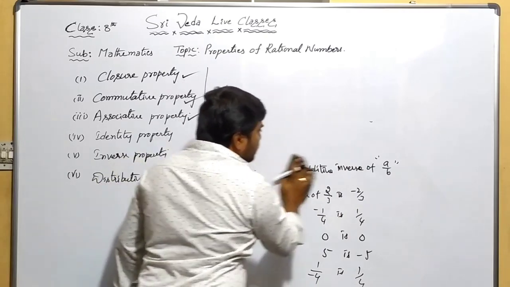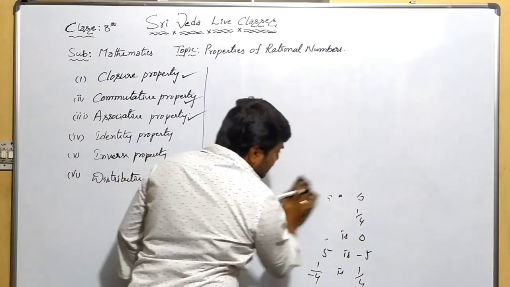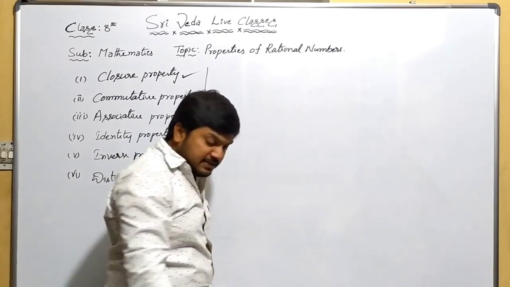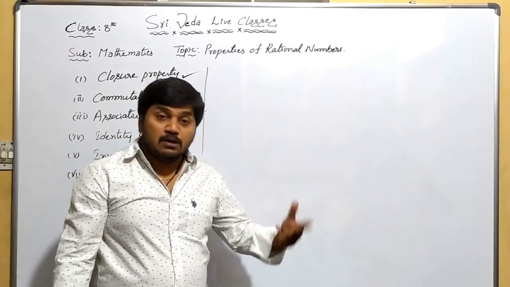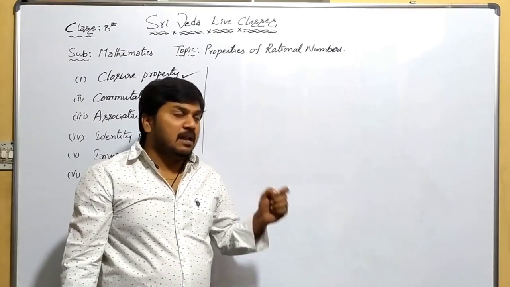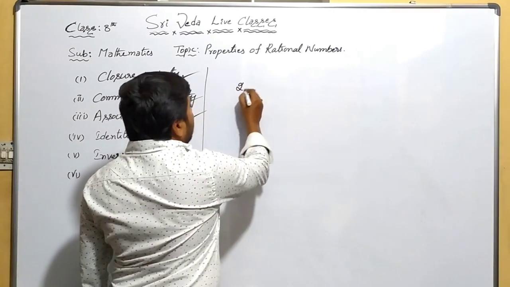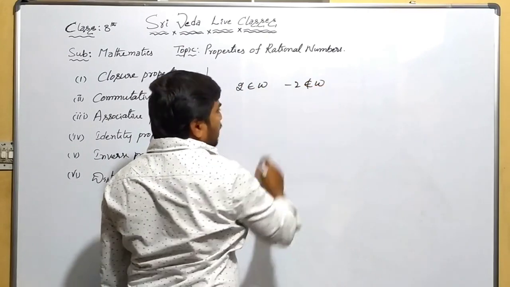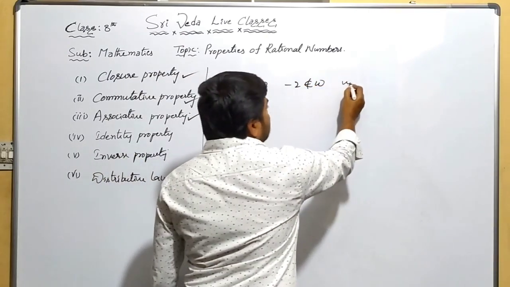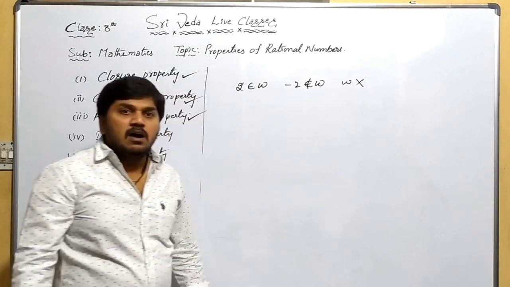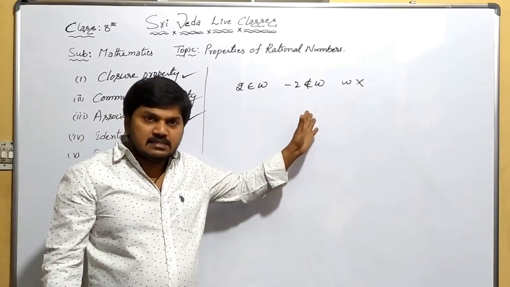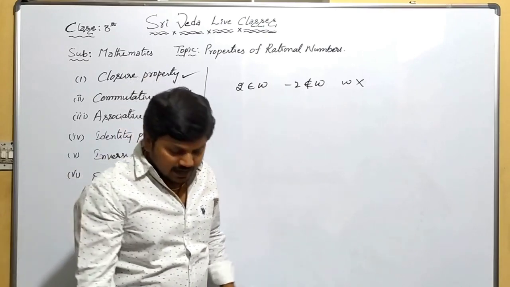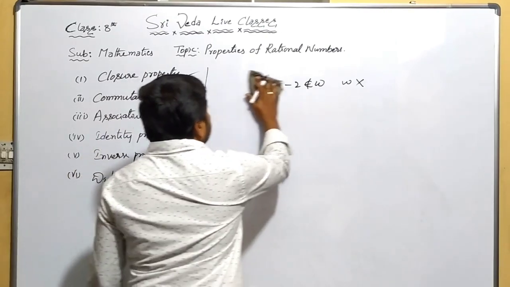What about integers? Do integers satisfy it? Yes, they satisfy it because negative numbers are there in integers. But whole numbers, for example: 2 belongs to W, but minus 2 does not belong to W. So W does not satisfy the inverse property. Okay, understood now? So the next one is there. What is that?